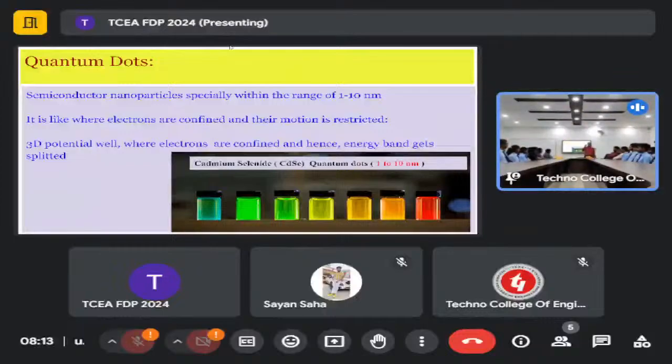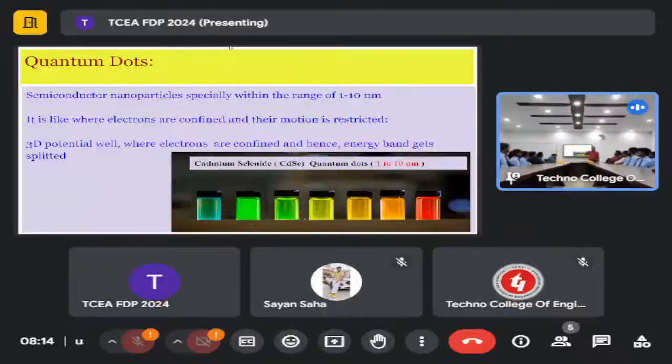So if we have a small nanoparticle, then the motion of the electron in that nanoparticle is restricted. Mean free path is almost equal to the size of the nanoparticle, right? So the free motion of the electron is confined, actually restricted. That's why the energy band gets split in the range of 1 to 10 nanometers. That's why quantum mechanical effects come into that particular nanoparticle, especially in semiconductor nanoparticles, and the energy band gets split. We may have discrete energy levels. That's why these particular semiconductor nanoparticles are known as quantum dots, right?